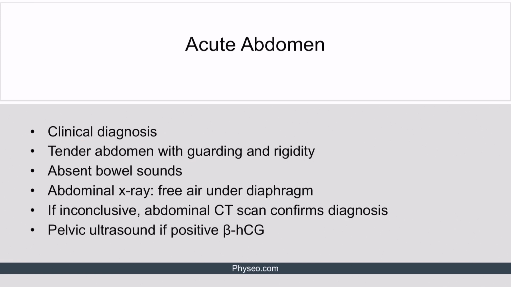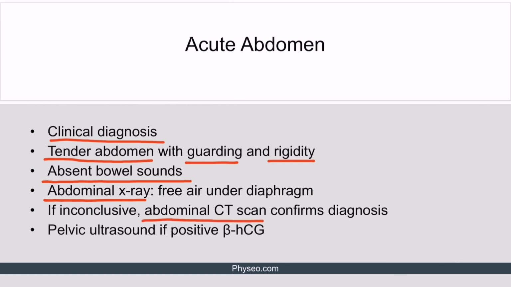An acute abdomen is diagnosed clinically. A presentation of tender abdomen with guarding and rigidity, along with absent bowel sounds, should raise suspicion. Further imaging can help with diagnosis. Evidence of perforation is seen on abdominal X-ray as free air under the diaphragm. If results are inconclusive, abdominal CT scan confirms the diagnosis.